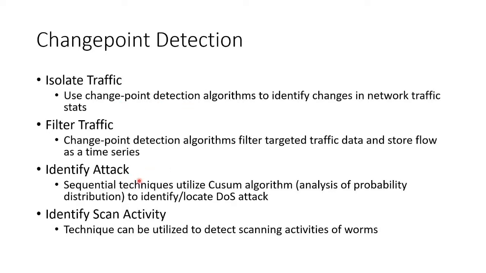There could be sequential techniques like the CUSUM algorithm, which is basically the analysis of probability distribution, to identify and locate denial of service attacks. And we can identify scan activity. So we could see, is there a lot of worm scanning activity going on as well? So basically just different ways of looking for changes in the network.